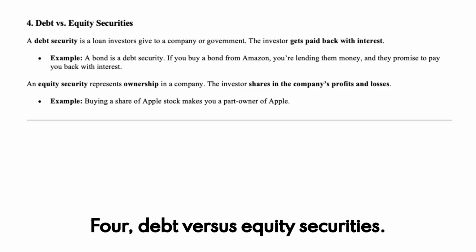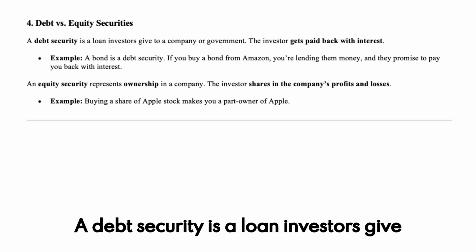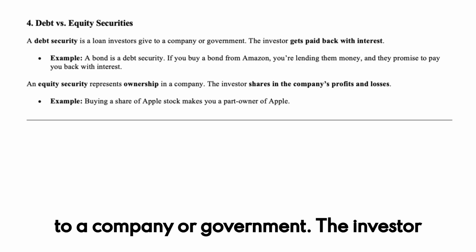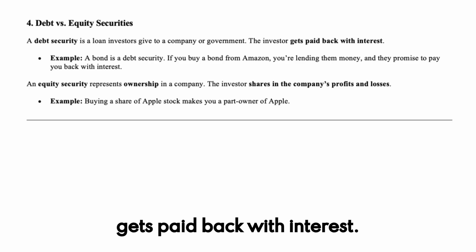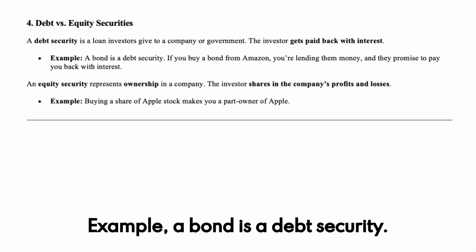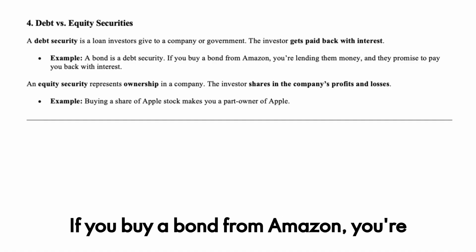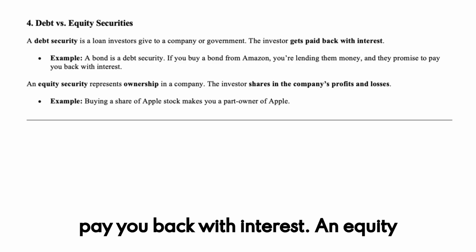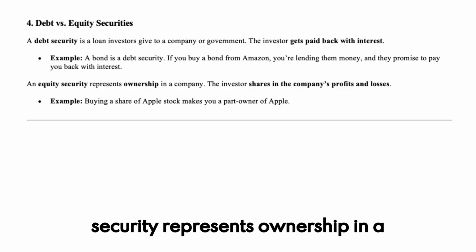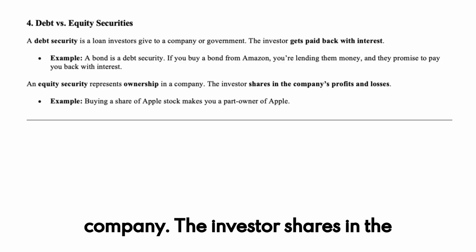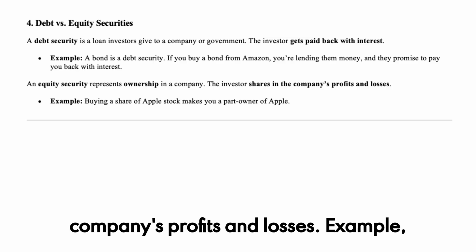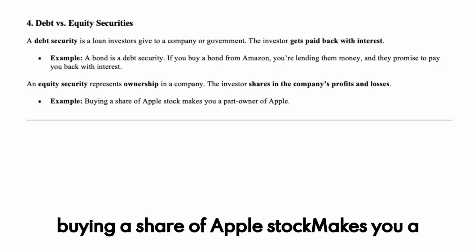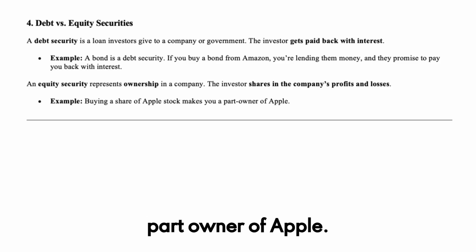4. Debt versus equity securities. A debt security is a loan investors give to a company or government. The investor gets paid back with interest. Example, a bond is a debt security. If you buy a bond from Amazon, you're lending them money, and they promise to pay you back with interest. An equity security represents ownership in a company. The investor shares in the company's profits and losses. Example, buying a share of Apple stock makes you a part owner of Apple.